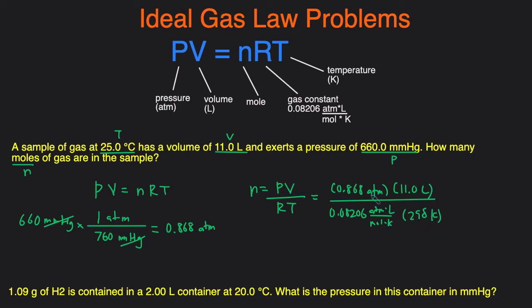And then when we multiply everything together, the atms will cancel out, the liters will cancel out, and then the Kelvins will cancel out. So we'll be left with moles. Then there'll be 0.868 times 11, divided by 0.08206, multiplied by 298. And then that will give you 0.39391 moles. If you're having trouble getting this number, just put parentheses around these two numbers when you're entering it into the calculator. So let's take a look at the next example.